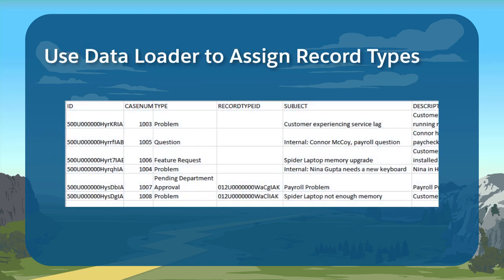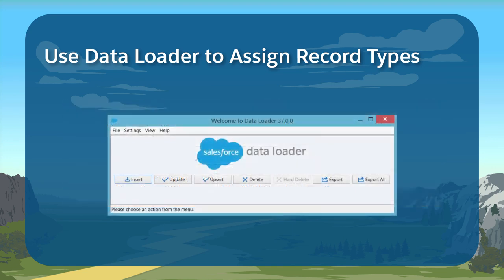You can use Data Loader to extract your cases. Be sure to include at least one of each record type so you have the ID. Then you apply the correct record type ID and update the records using the Data Loader Update button.